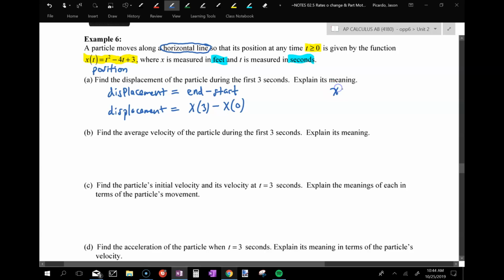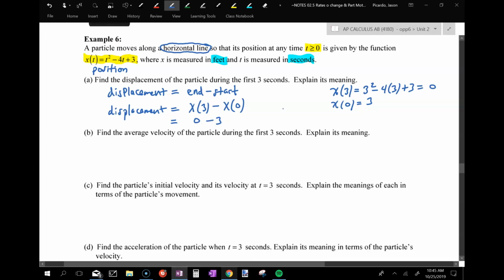So what is x of 3? It's 3 squared minus 4 times 3 plus 3. I think that's going to give me 0. Do I really need to plug anything in to get the value for x of 0? No, isn't it just the constant? It's just 3, right? All right, so for this case, our displacement's going to be 0 minus 3.